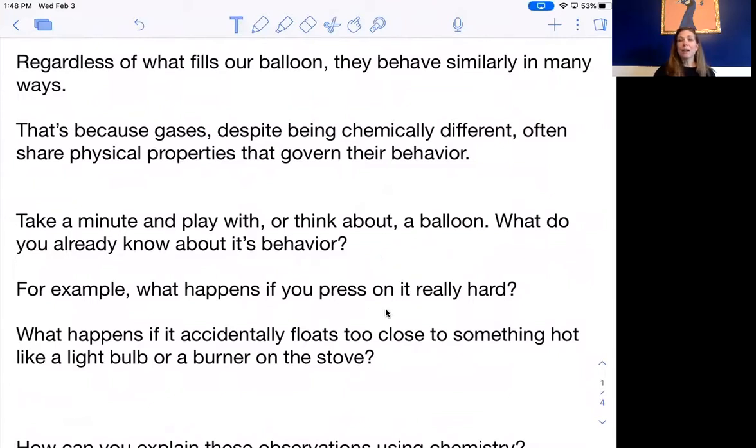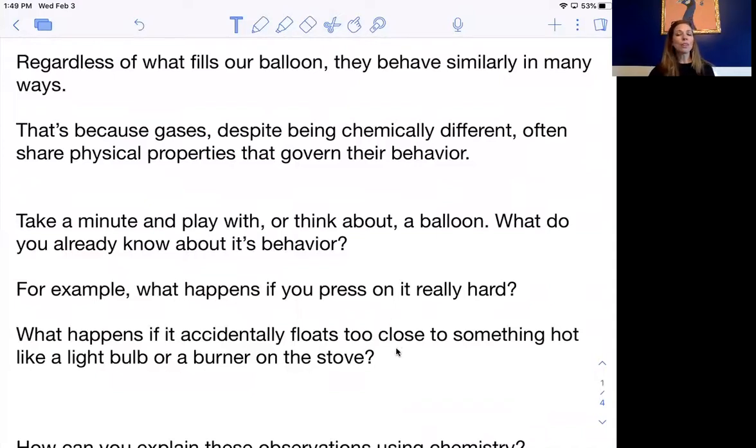All right. And so now a couple of questions. Like, for example, here's my balloon. What if I press on it really hard? Okay. What happens? Or what if it accidentally floats too close to something hot, like a light bulb or the burner on a stove?